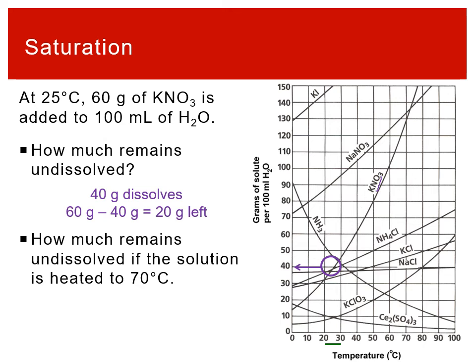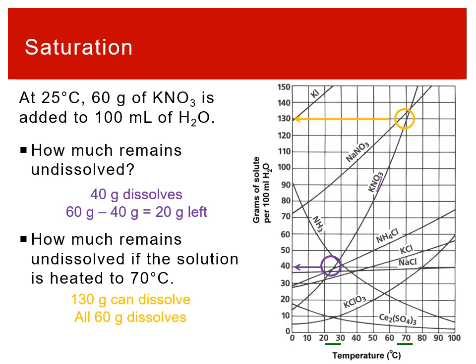Well, what about if I change the temperature? What happens if I go up to 70 degrees Celsius? Well, now if I go to 70 degrees Celsius, that same line has some pretty sharp changes. So it's going to go all the way up here. I can now dissolve 130 grams total.